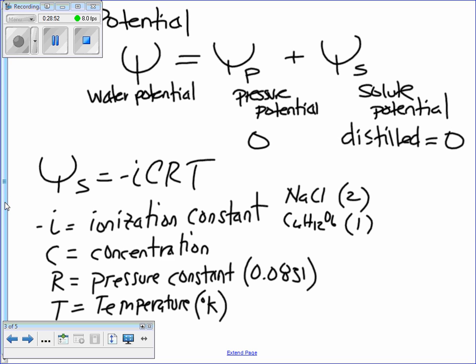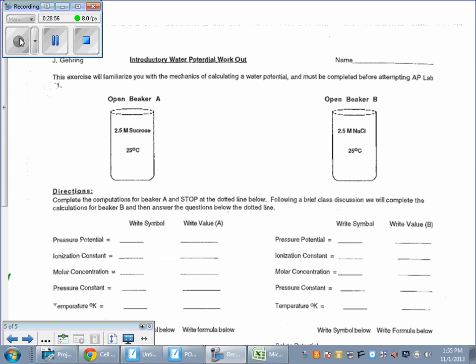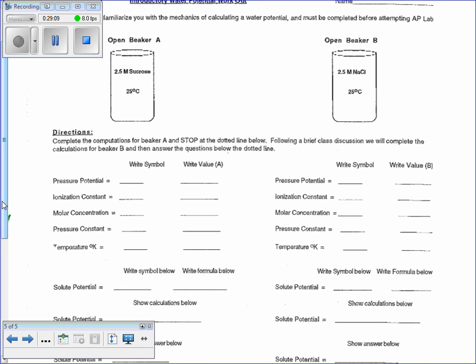With me still? All right. We're looking at this sheet here as a basic introduction. We've got two open systems at atmospheric pressure. One has sucrose in it, one has salt in it. Let's take a look at beaker A, which has the sucrose. What's the symbol for pressure potential? Psi P. And since we're in an open system at atmospheric pressure, that's going to be 0.